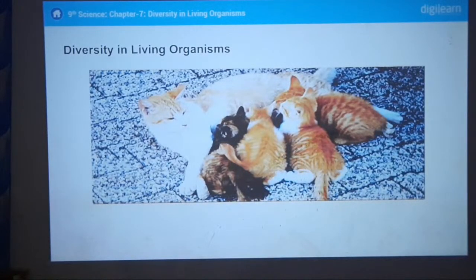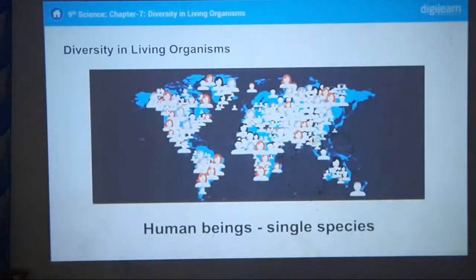For example, cats, dogs, rose, mango, etc. Each one forms a species of organisms. Human beings all over the world form a single species.